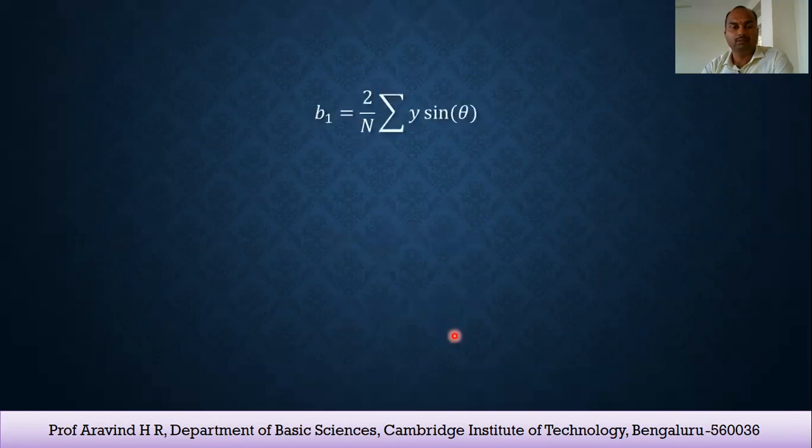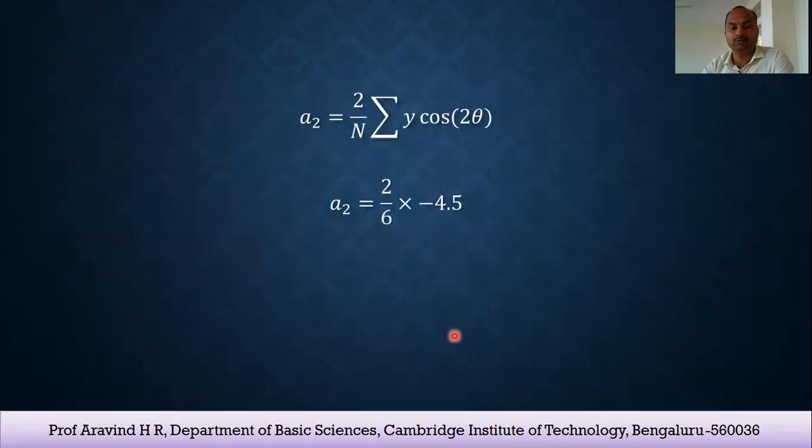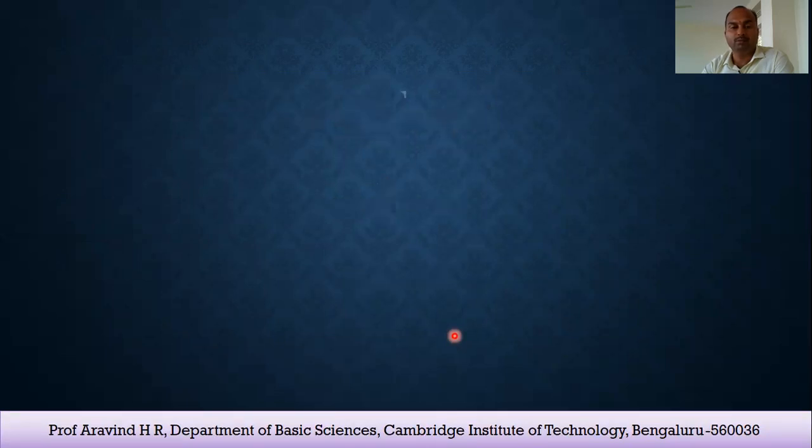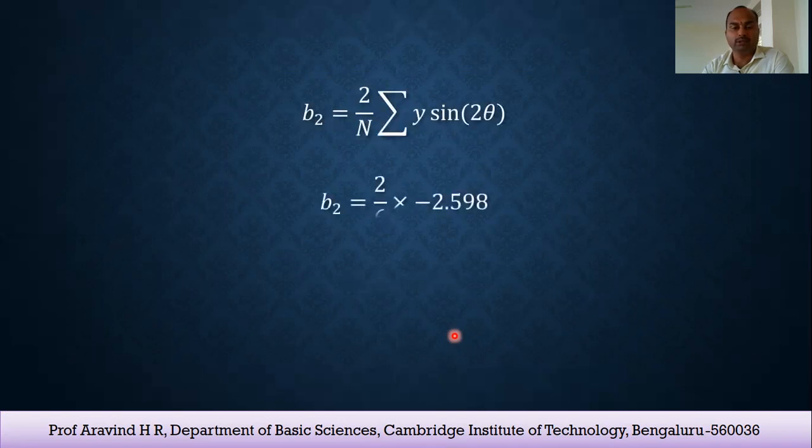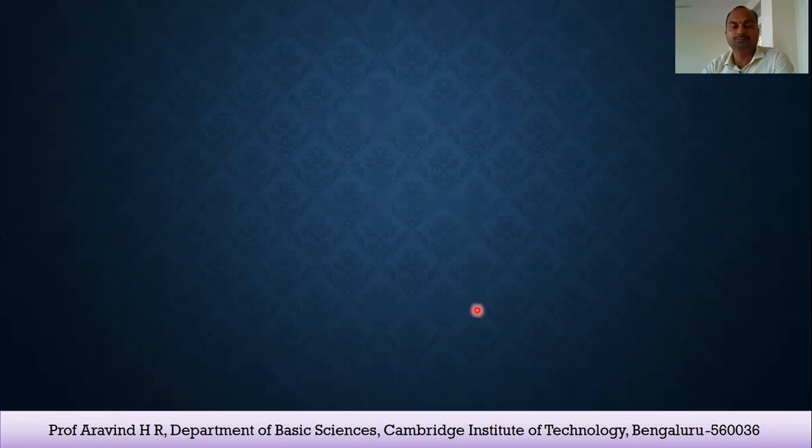And then b1 is 2 by n summation y sin theta. The summation of y sin theta is 12.99, so therefore it is 4.33. And a2 is 2 by n summation y cos 2 theta, 2 by 6 into minus 4.5, so the value is minus 1.5. And b2 is 2 by n summation y sin 2 theta. The summation of y sin 2 theta is minus 2.598, so therefore it is minus 0.866.